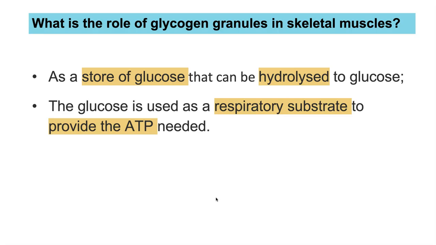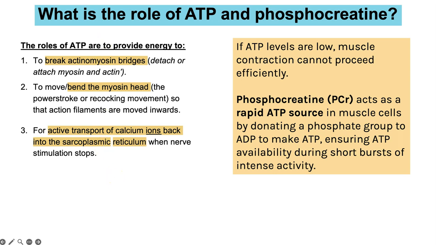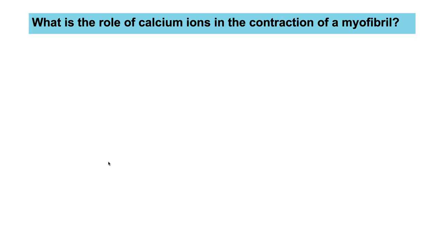Another common theme in these questions is what is the role of glycogen granules in skeletal muscle? So for this one, you'd need to say that it's a store of glucose and that it can be hydrolyzed back into glucose. That glucose is important because it can be used in respiration or as a respiratory substrate to provide the ATP that is needed, and that then links back to all of these roles that we just talked about there, about what ATP is used for.